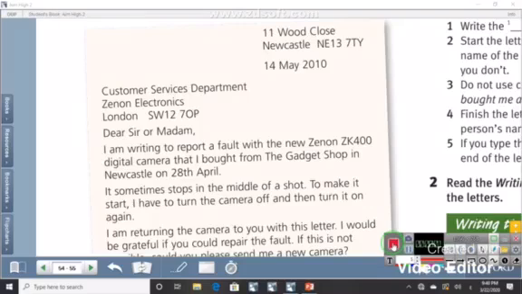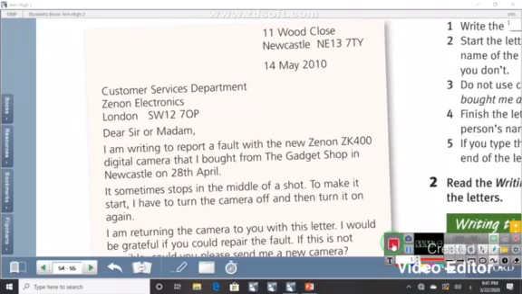Okay, my dear students, we learned some characteristics of a formal letter and what a formal letter is. Now we have 8 steps we must follow to write a formal letter correctly. As I told you, if you want to write a certain thing, there are some steps that you must follow to write it correctly.